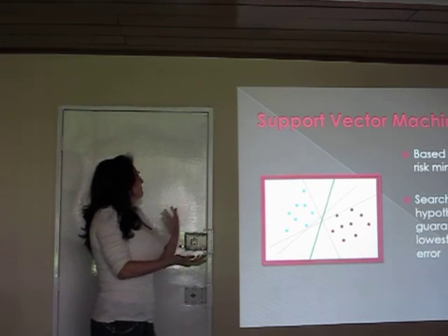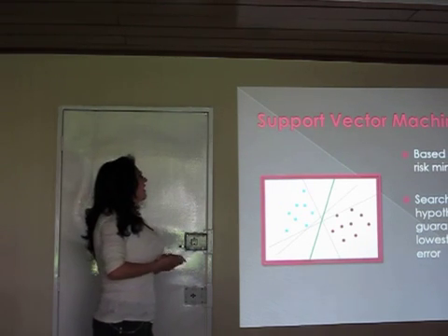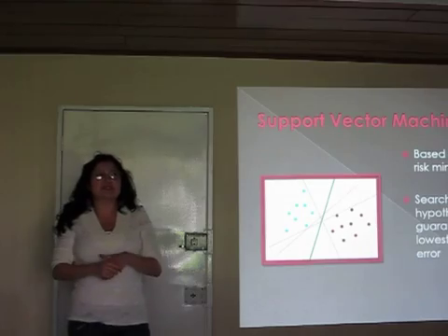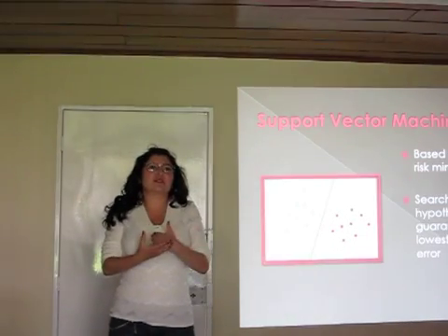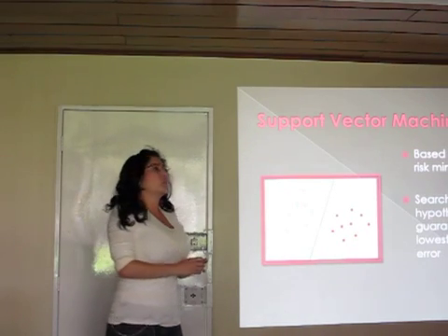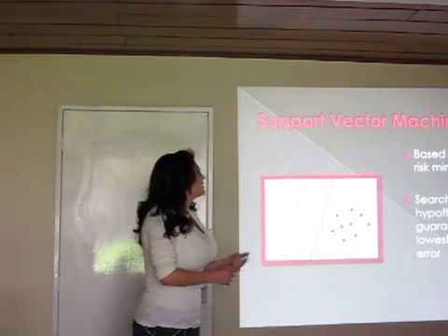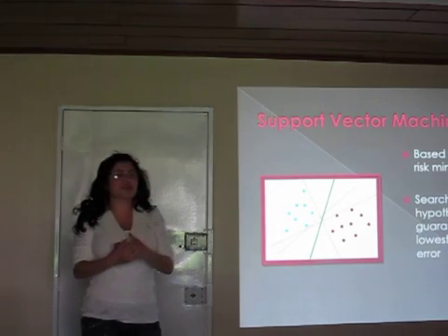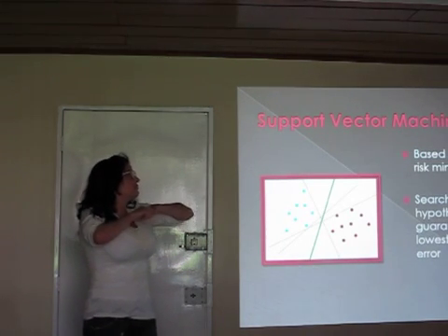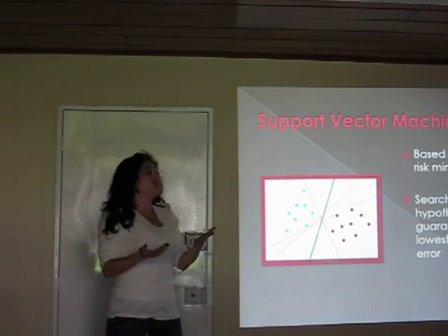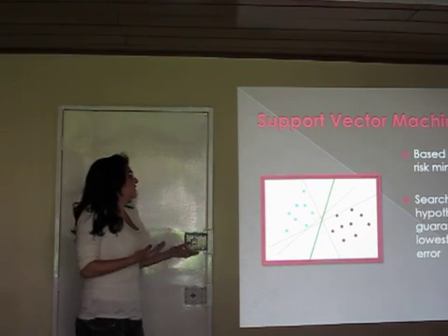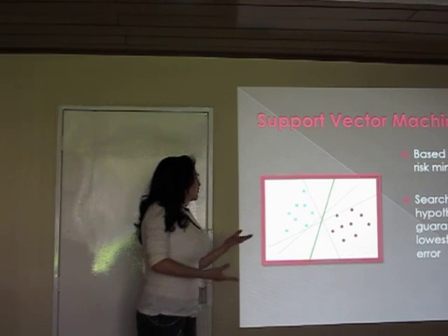Support vector machines, on the other hand, are based on structural risk minimization. All the previous approaches were based on risk minimization with no structure. This is the only approach that uses structural risk minimization. What do you gain with that? What's the main feature here?